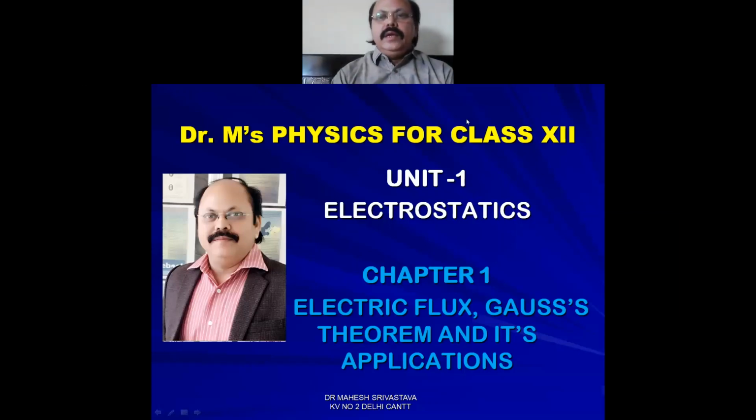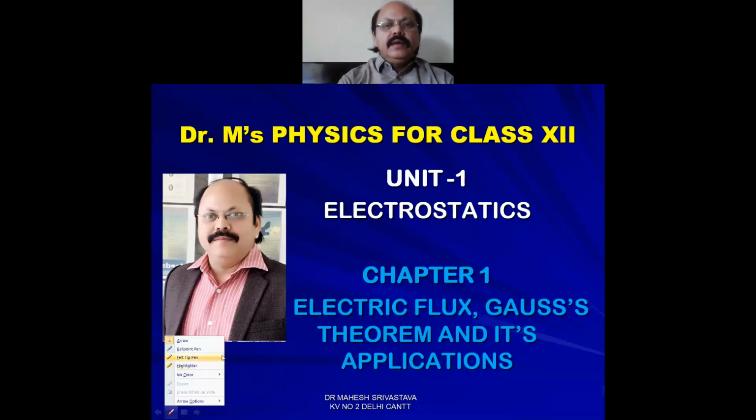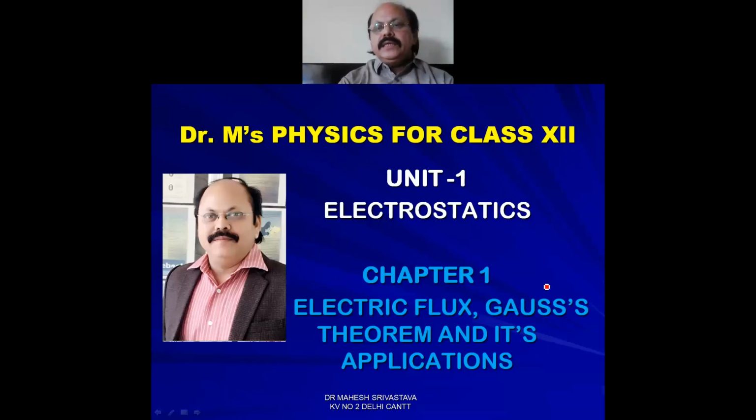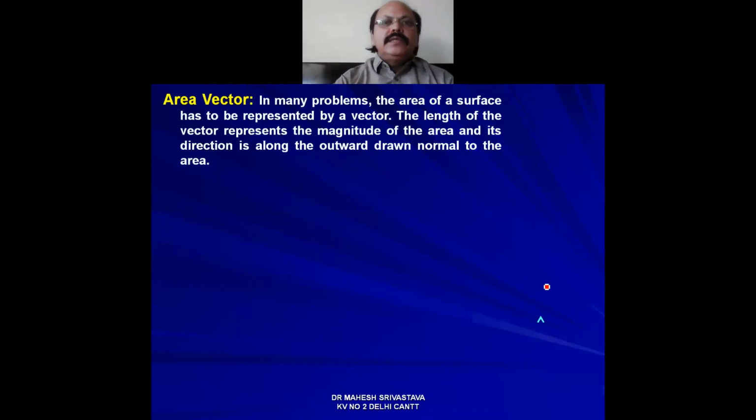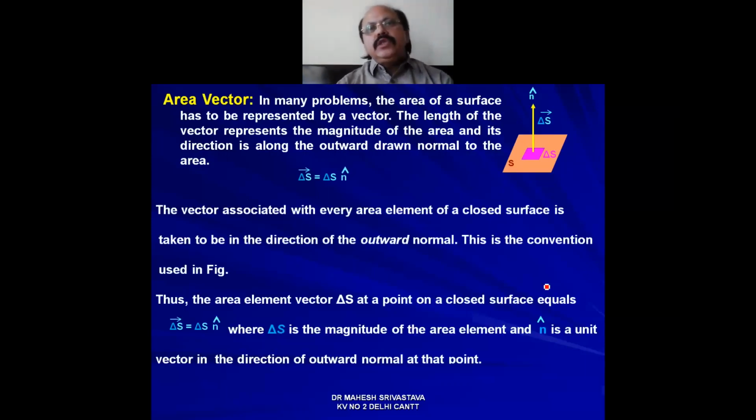Students, today's topic of my lecture: electric flux, Gauss's theorem and its applications. Before starting electric flux, you must understand area vector, because in some applications we have to take area as a vector. Generally we say area is a scalar quantity, but in many problems area is to be taken as an area vector. So what is its actual meaning?